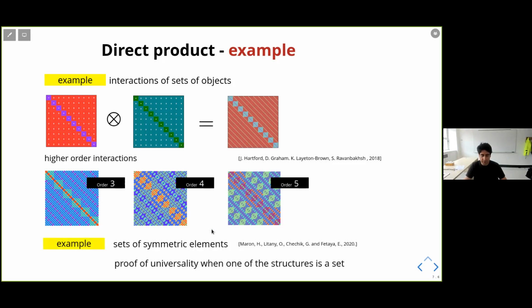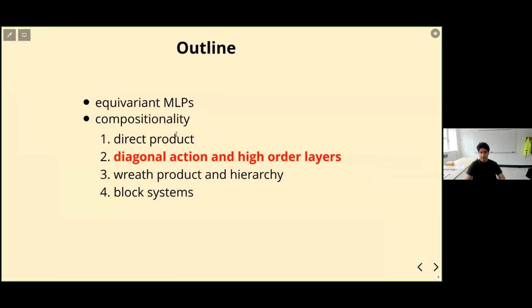This setup of direct product was also studied in a more recent paper by Maron et al., where they showed the universality of the resulting architecture when one of the structures is a set. So basically the result also shows that the model that we have here for interactions across sets is a universal approximator. Okay, so that was direct product.